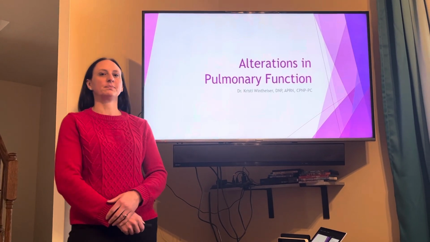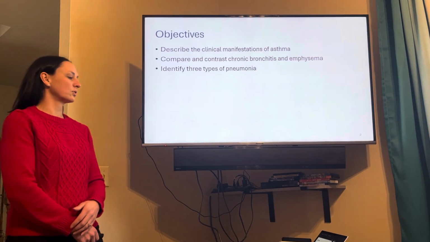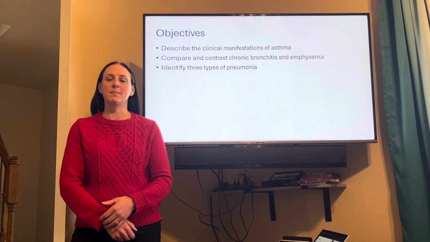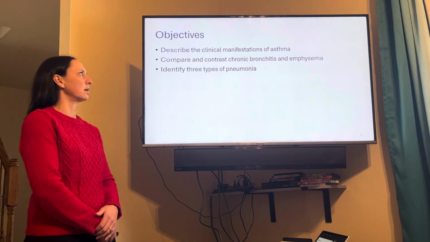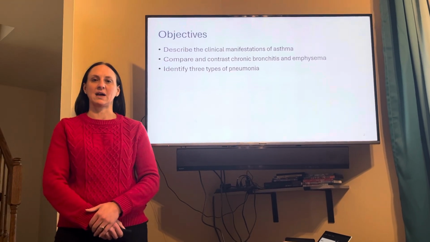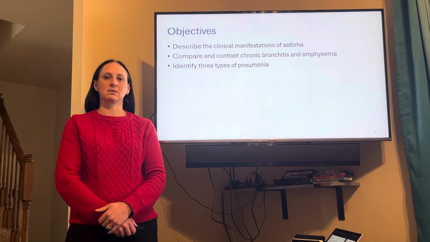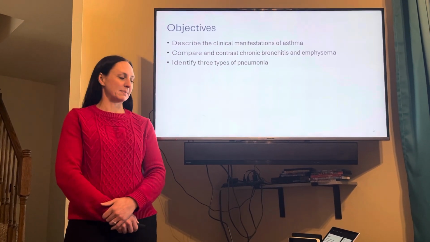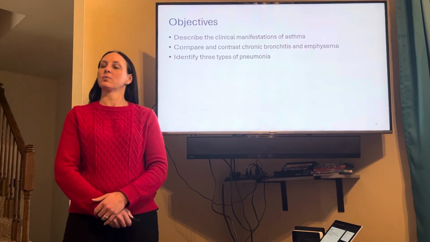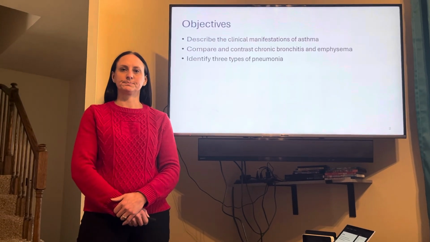Let's get started. So we're going to talk about alterations in pulmonary function today. Our main objectives for learners are to describe the clinical manifestations of asthma. We will compare and contrast chronic bronchitis and emphysema, as well as identify 3 main types of pneumonia.